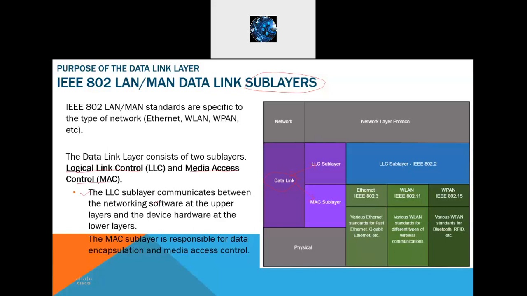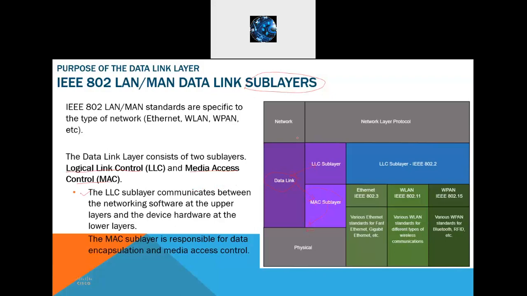The LLC sublayer communicates between the networking software and the upper layers, and the device hardware at the lower layers. What does that mean? For my data link layer to begin to communicate with layer 3 and above, it uses the LLC. For my data link layer to communicate with the lower layers, and by lower layer I mean only the physical layer, it will use the MAC sublayer to talk to the physical layer.